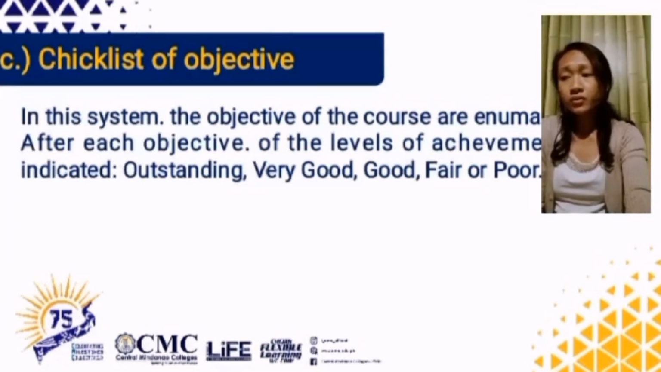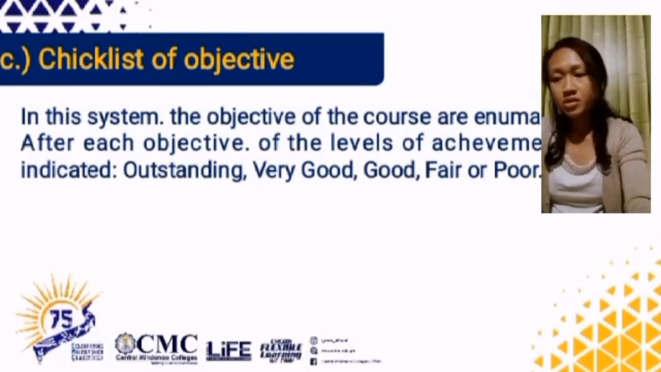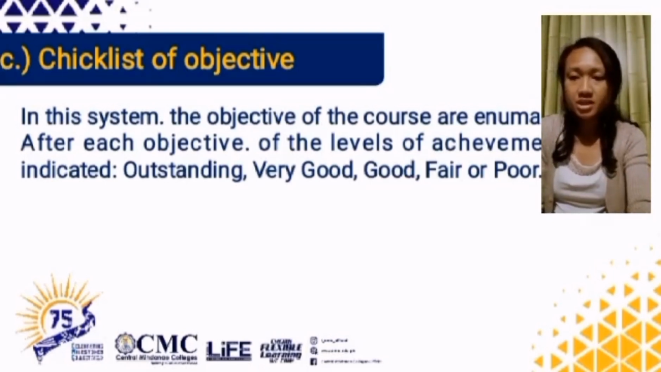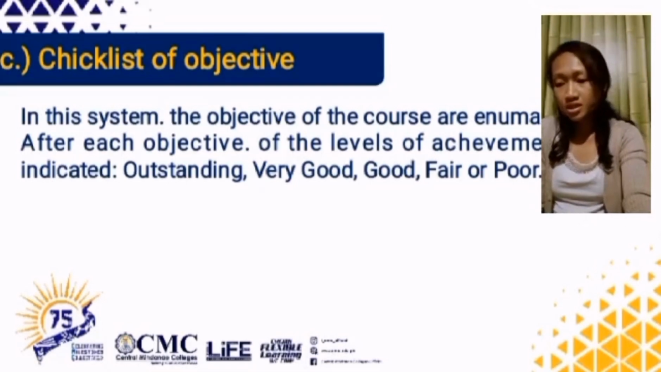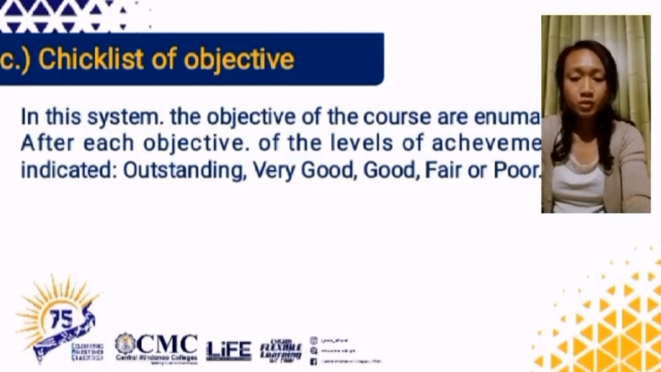So third is the checklist of objectives. In this system, the objectives of the course are enumerated, and after each objective, the student's level of achievement is indicated as outstanding, very good, good, fair, and poor. So this is a very detailed reporting system and tends to be more informative, however, very time consuming to prepare.